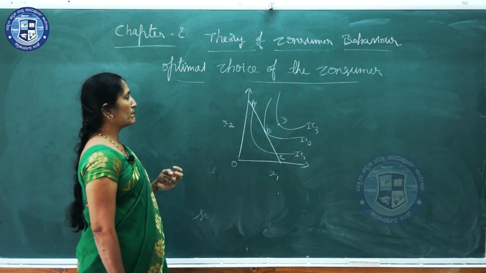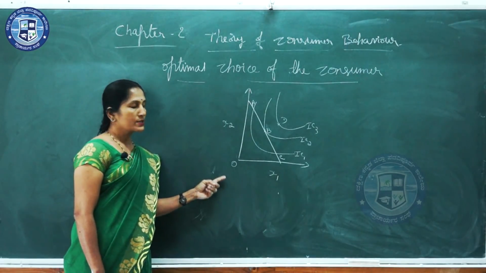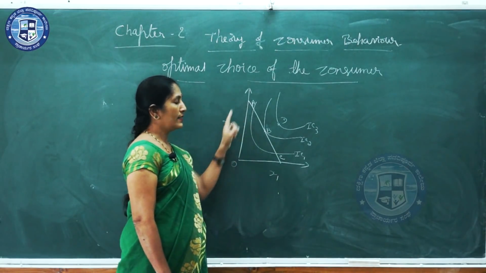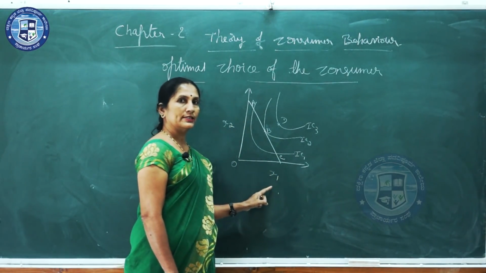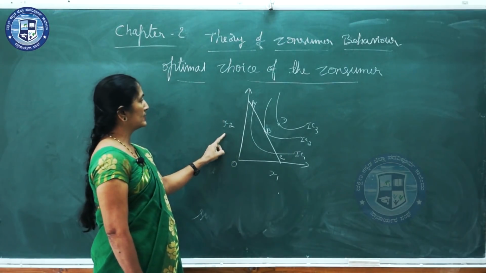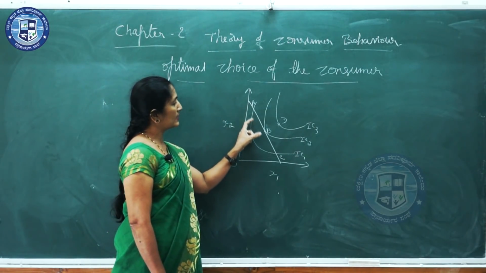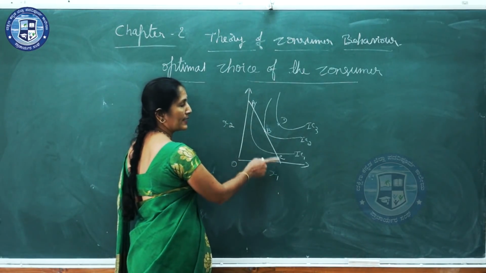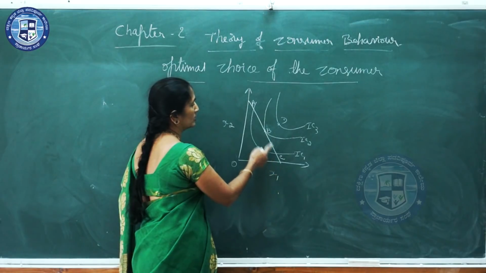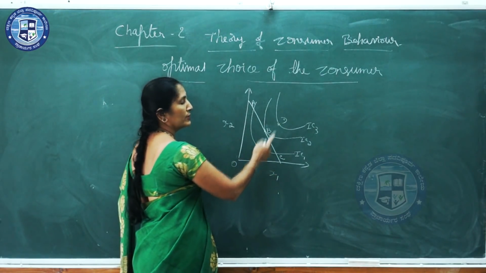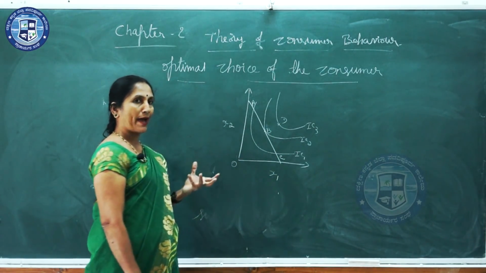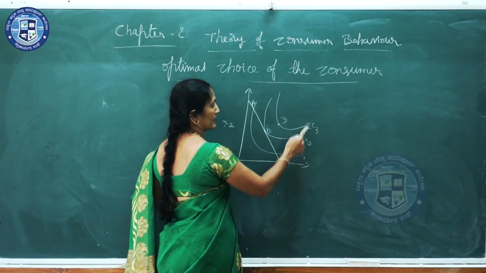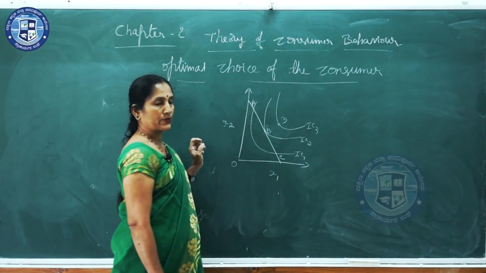So we will explain this with the help of a diagram. The diagram shows the OX axis and the OY axis. The OX axis is commodity X1, and the OY axis is commodity X2. Here we can see the budget line, PQ. Then there are some indifference curves, the indifference map: IC1, IC2, IC3. So there are three indifference curves.